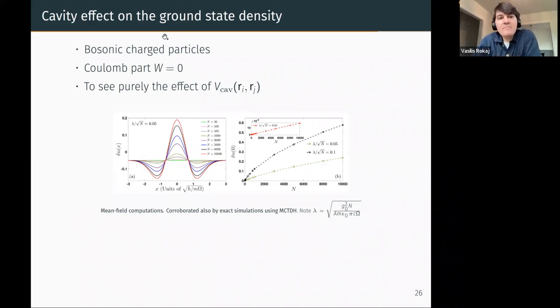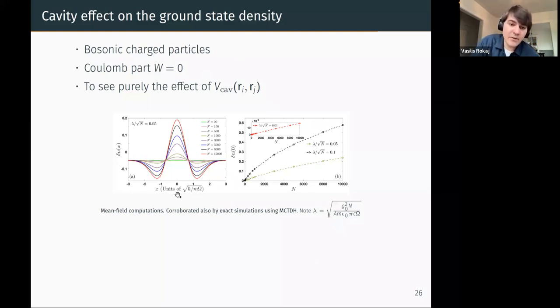So what I show you at first is just for the Coulomb part being equal to 0, in order to see just the effect of the cavity potential. But one of the next steps that we want to do is to compute also what happens with the Coulomb interaction and the competition between the two. And we consider here bosonic particles in 1D.